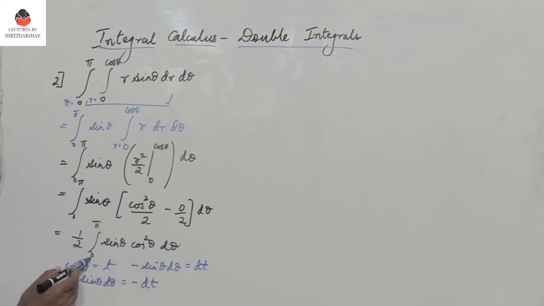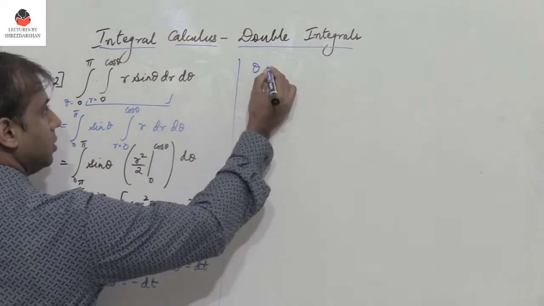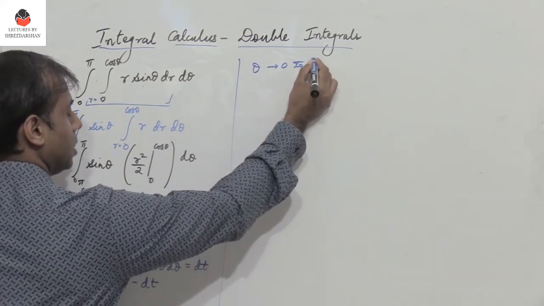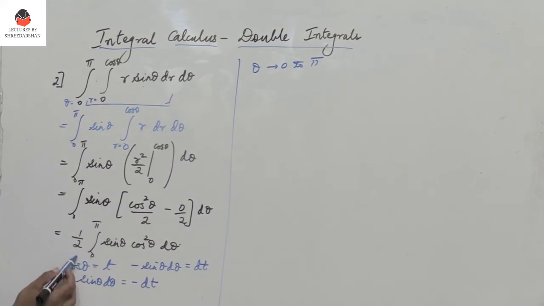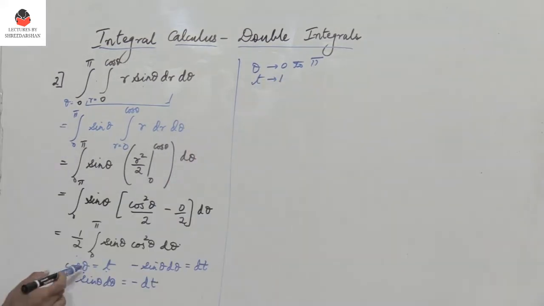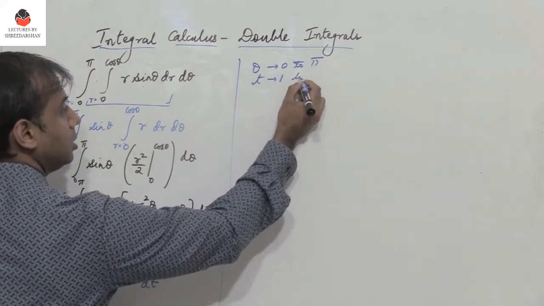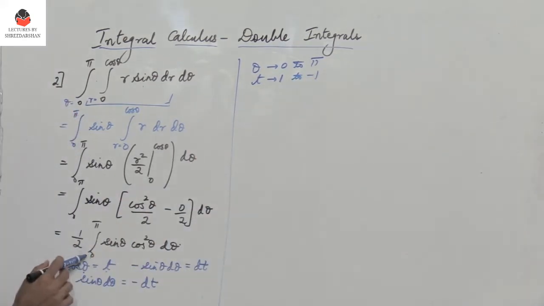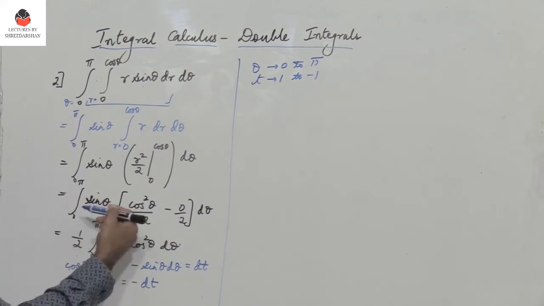Now here theta varies from 0 to pi, right? So as theta varies from 0 to pi, what happens to t? So when theta equals 0, cos 0 is 1. So t is 1. When theta becomes equal to pi, then what happens? Cos pi is nothing but cos 180 degrees, which is minus 1. So therefore t varies from 1 to minus 1. So 0 to pi becomes 1 to minus 1.